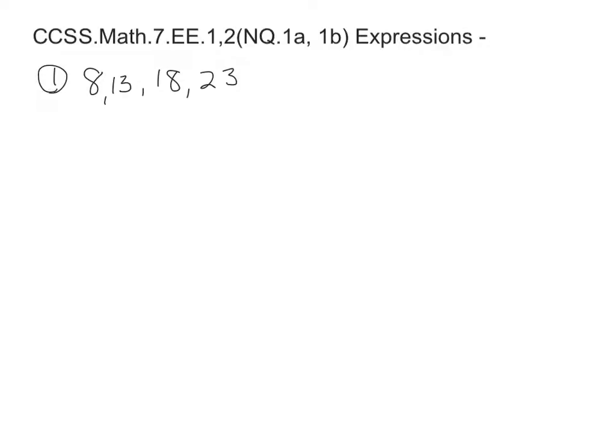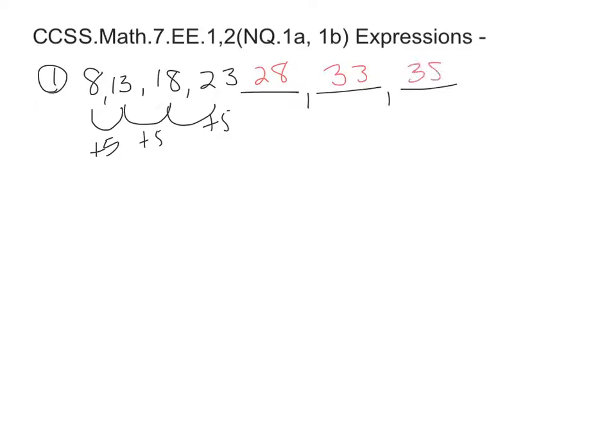And so if we have these integers, what's the difference between this and here? It's adding 5. This one here would be adding 5, and this one here would be adding 5. So they want to know what are the next three answers. So if we add 5 to 23, we get 28. And if we add 5 to that, we get 33 and 38.